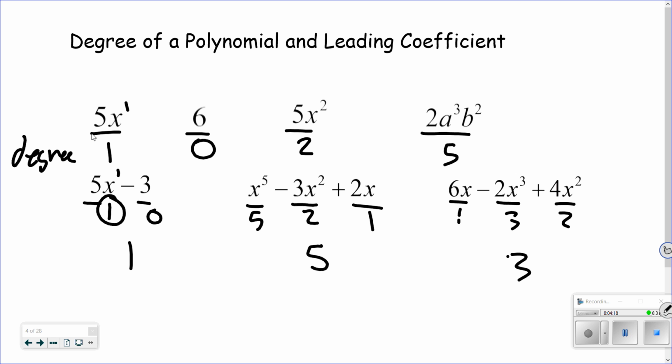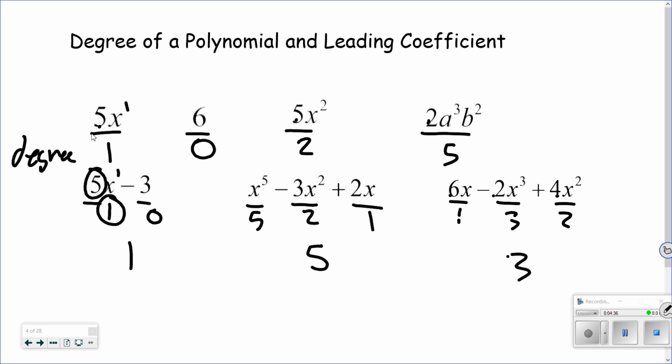A coefficient is a number in front of a variable. So for example, 5, 2, 6, -2, 4, those are all coefficients. The leading coefficient is the one in front of the highest power. So for example, right now, x to the first is the highest power, the highest degree. That would be the leading coefficient.